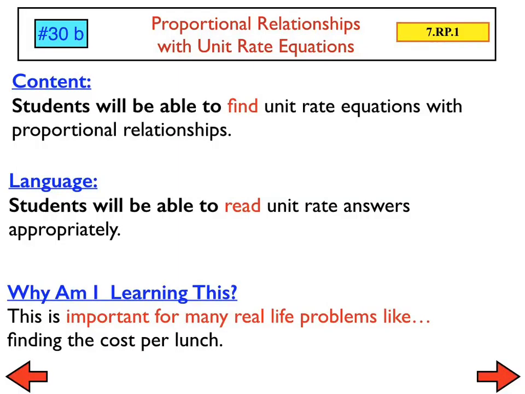Okay, lesson 30B, we are continuing proportional relationships with equations like we did yesterday. We're using different variables and figuring out which one replaces the y, which one replaces the x. But we're going to think of it more as unit rate today and then read those answers appropriately.